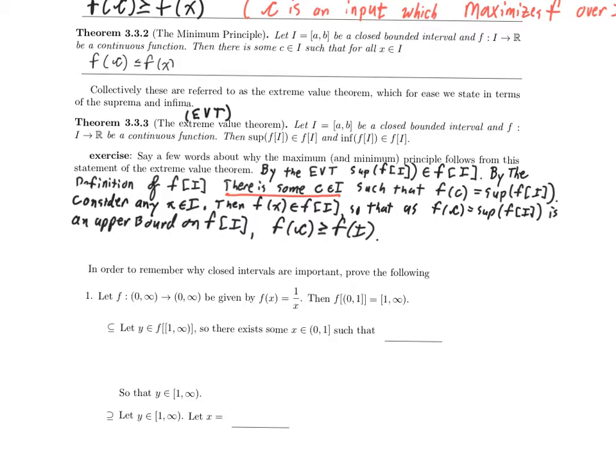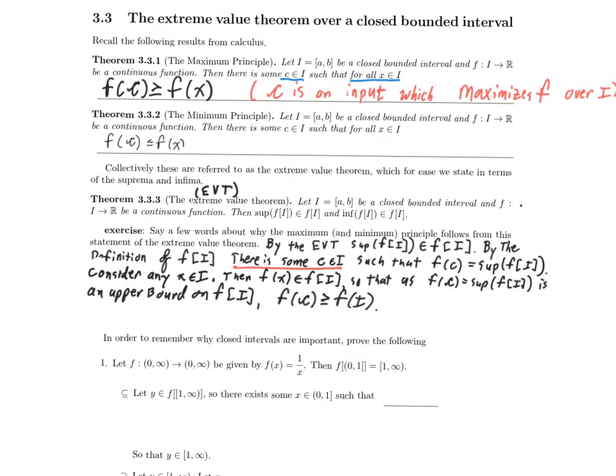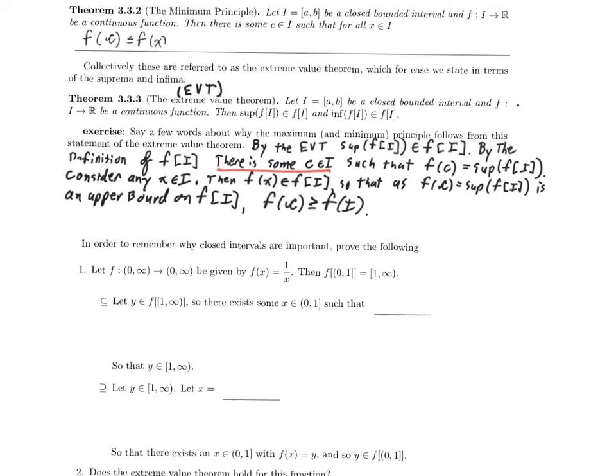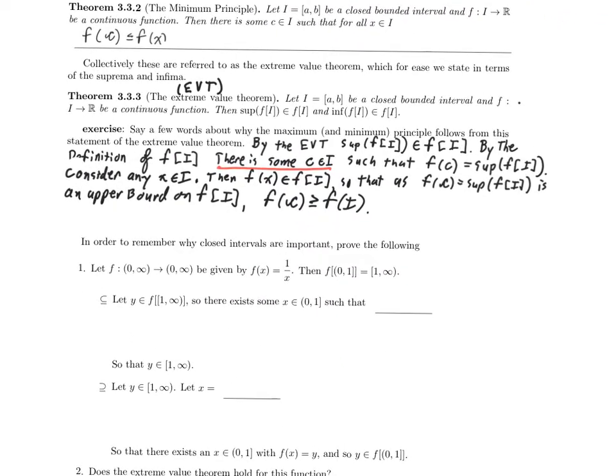Cool. So if we can prove the EVT, then the minimum principle and maximum principle follow automatically. So my goal is to prove the extreme value theorem. And you'll notice the extreme value theorem has this declaration that I is a closed bounded interval.